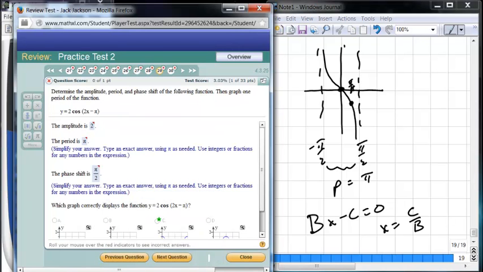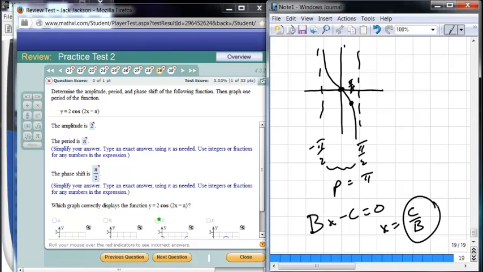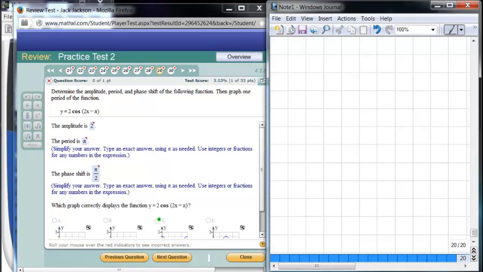Amplitude, period, and phase shift of the following functions. So by the way, this on the last one, that's called the phase shift, the c over b on that last one. Okay? So this one, you put the 2x minus pi when that's equal to 0. So 2x equals pi, x equals pi over 2. That's going to be our phase shift.